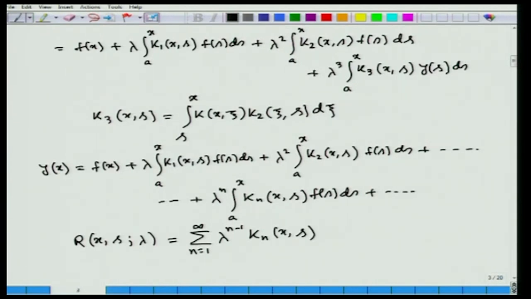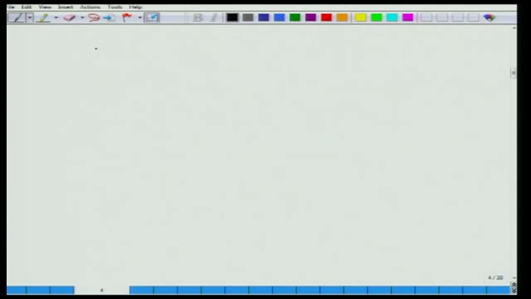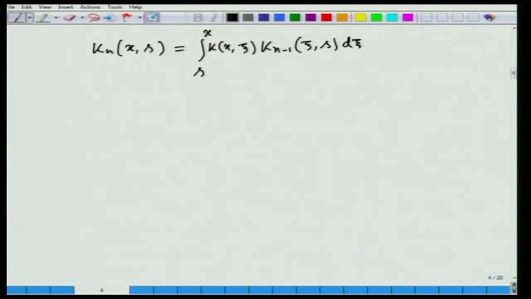we can find the solution of the integral equation, where the general nth iterated kernel k_n(x, s) is defined by integral s to x of k(x, xi) k_{n-1}(xi, s) d xi, where n is greater than or equal to 2, and again k_1(x, s) is equal to k(x, s). Now, with this particular aid we can find the solution of the Volterra integral equation.